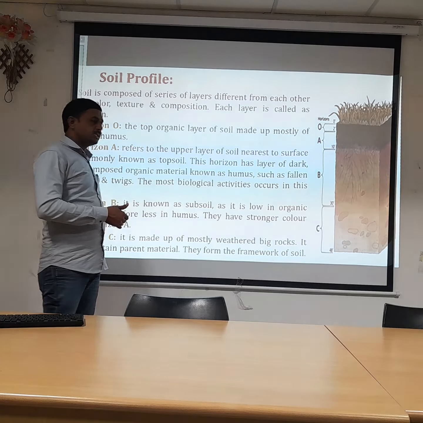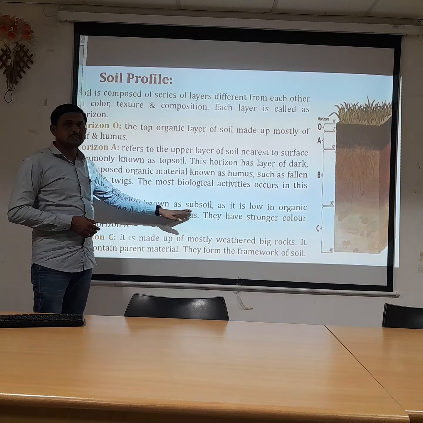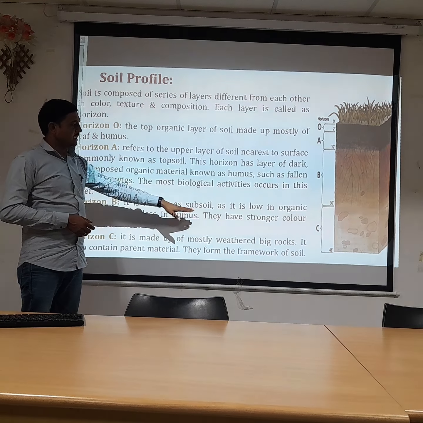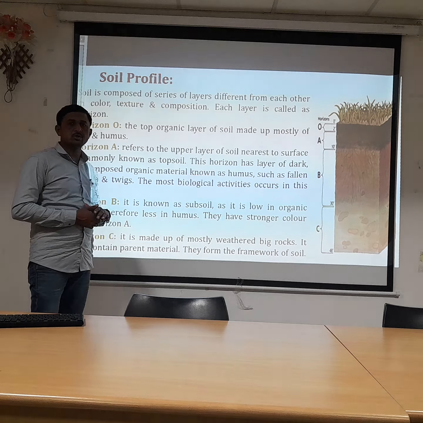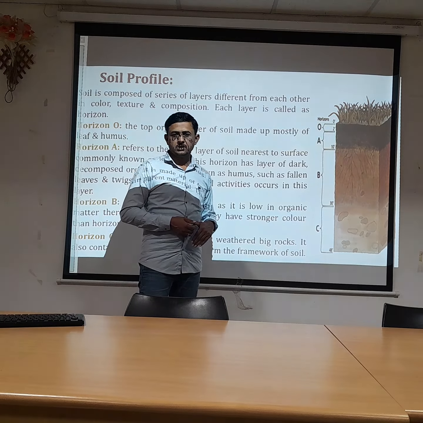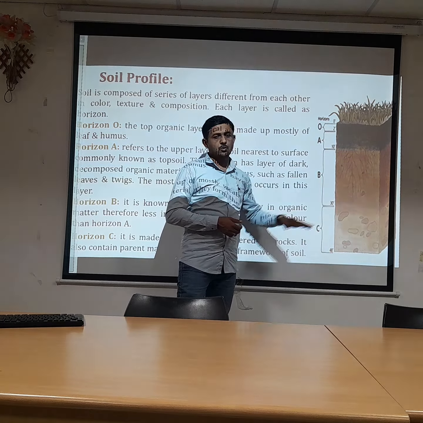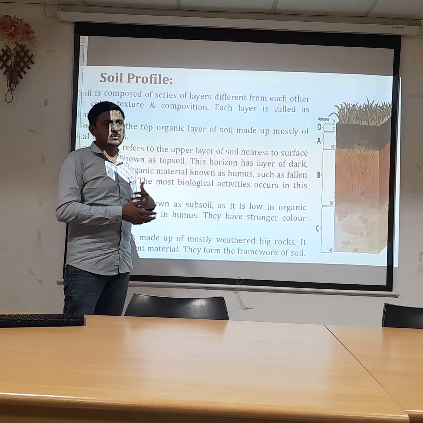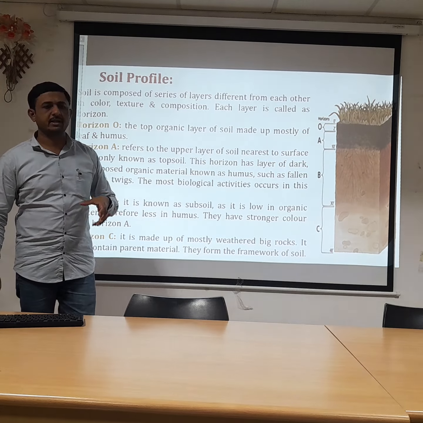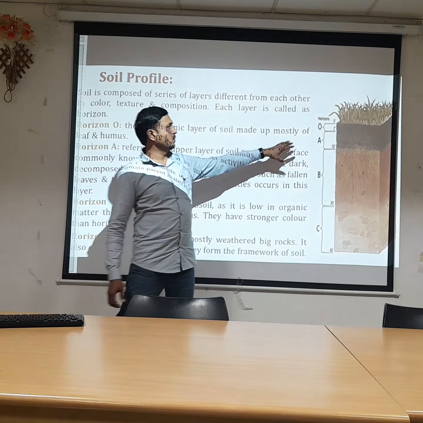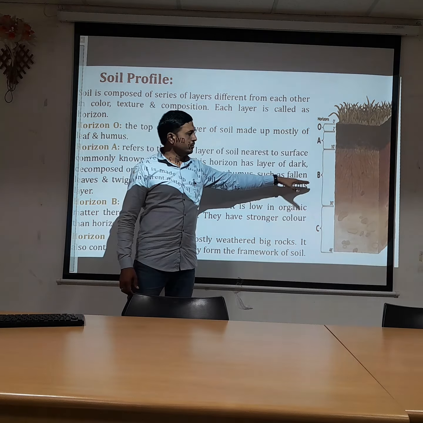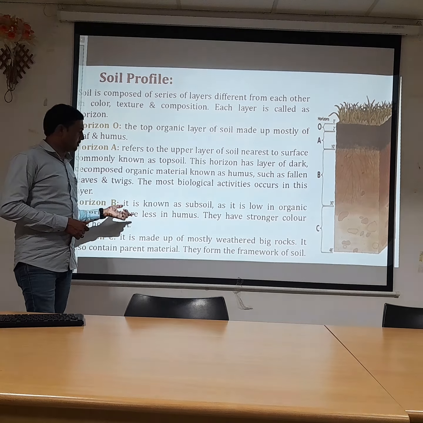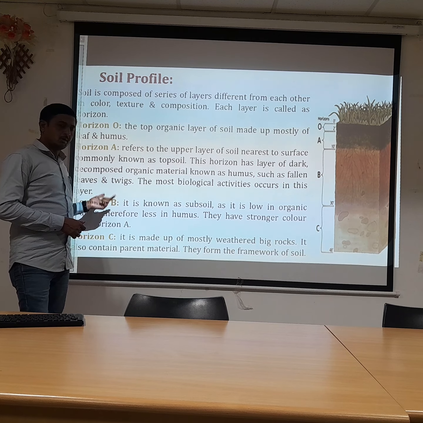The next layer is horizon B. It is known as subsoil, as it is low in organic matter and therefore less in humus. It has a stronger color than horizon A. As we move downward, the next layer is horizon B, which is less rich in organic matter, as the fertilizer-related and agricultural processes are carried out in horizons O and A. As we move downward, the color of the soil changes. So that is horizon B.